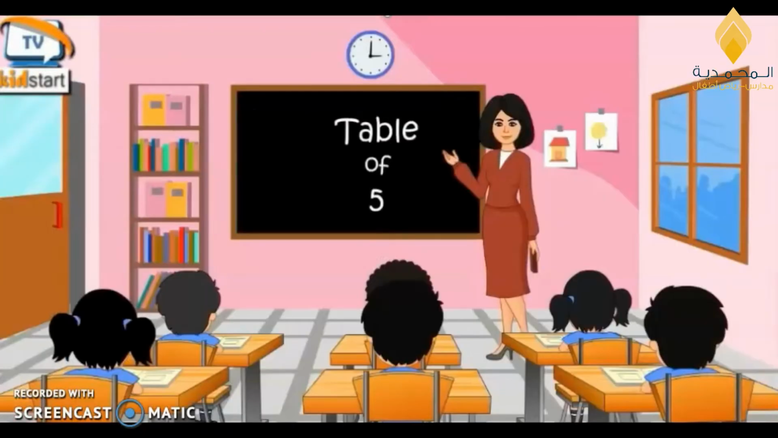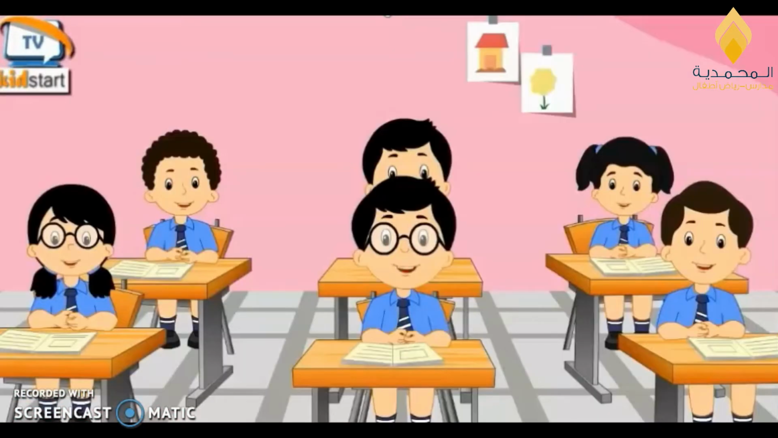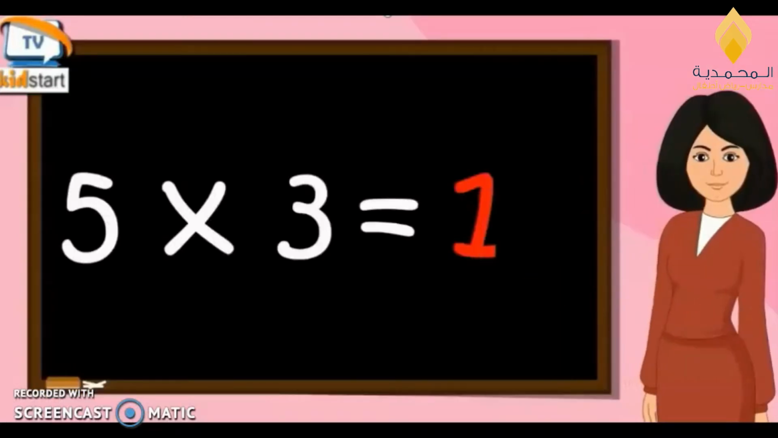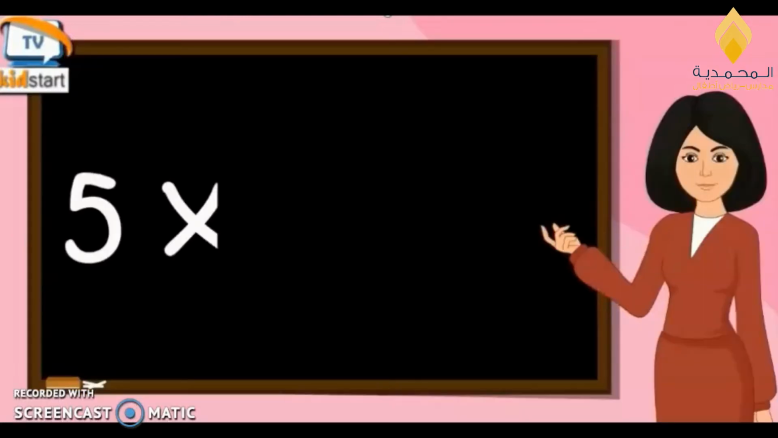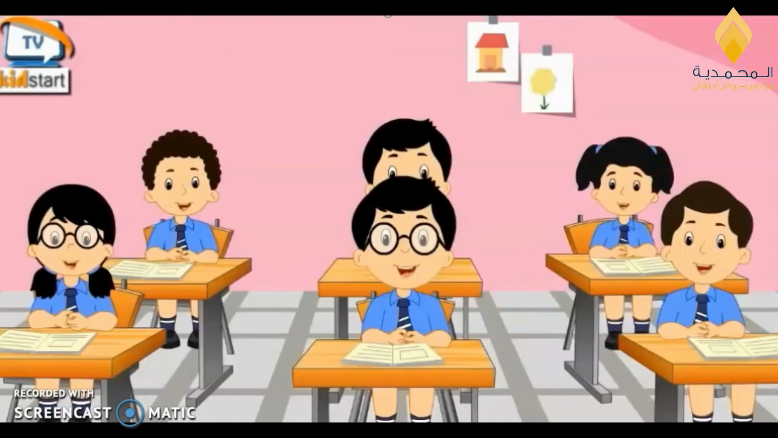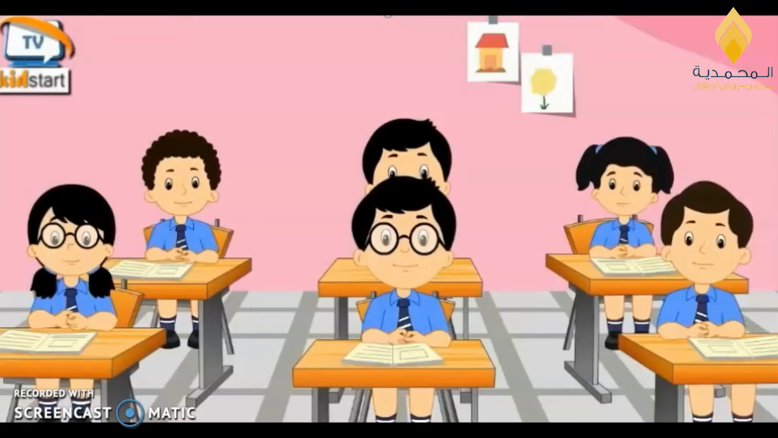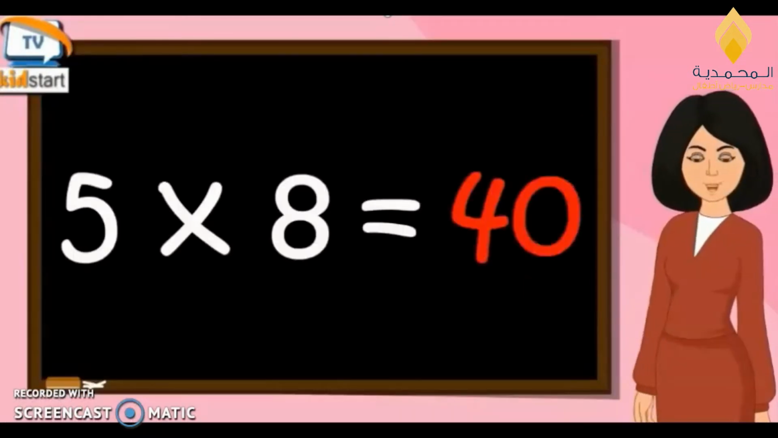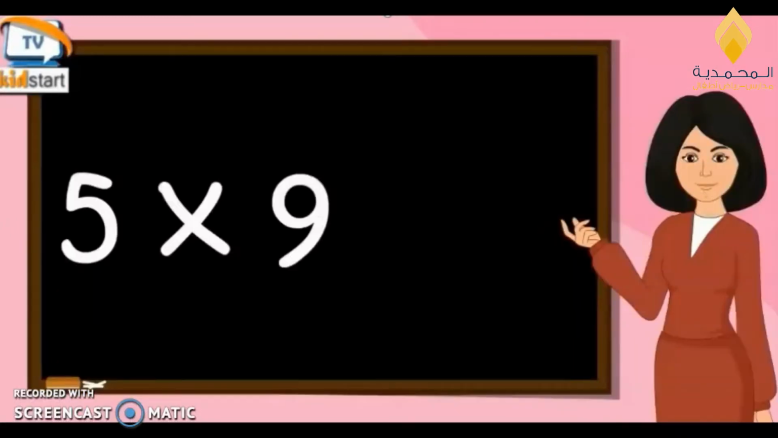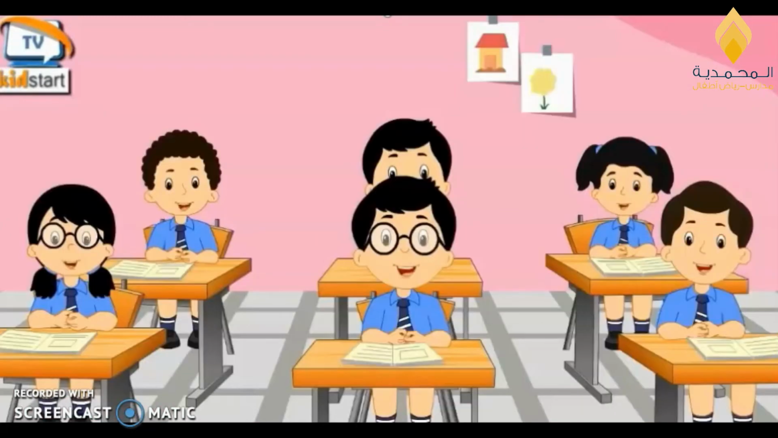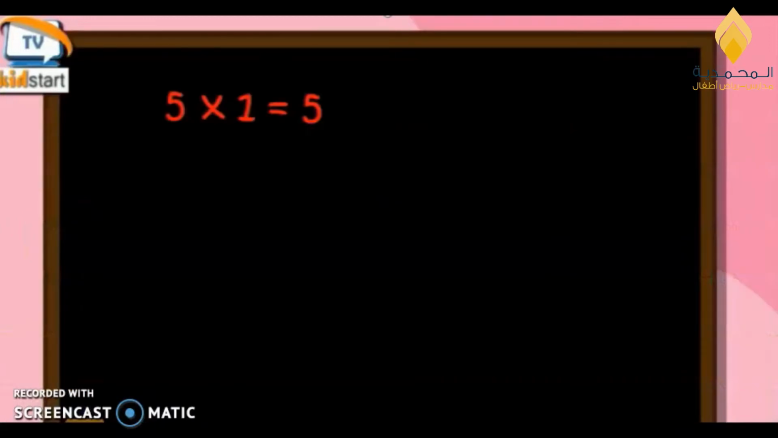Now the multiplication table of the number 5. 5 times 1 is 5. 5 times 2 is 10. 5 times 3 is 15. 5 times 4 is 20. 5 times 5 is 25. 5 times 6 is 30. 5 times 7 is 35. 5 times 8 is 40. 5 times 9 is 45. 5 times 10 is 50. Good job. Let's do it again.